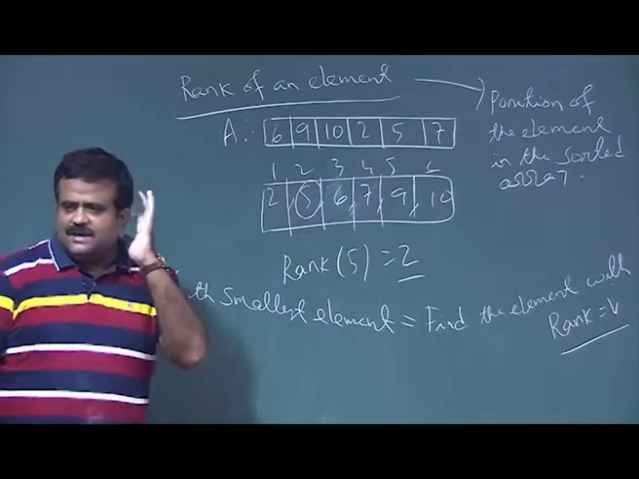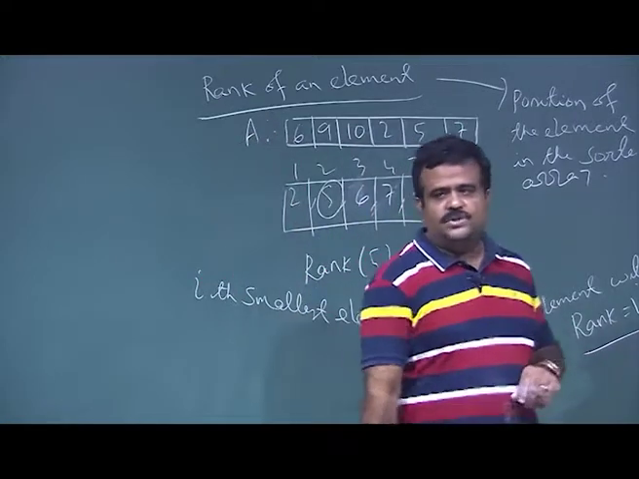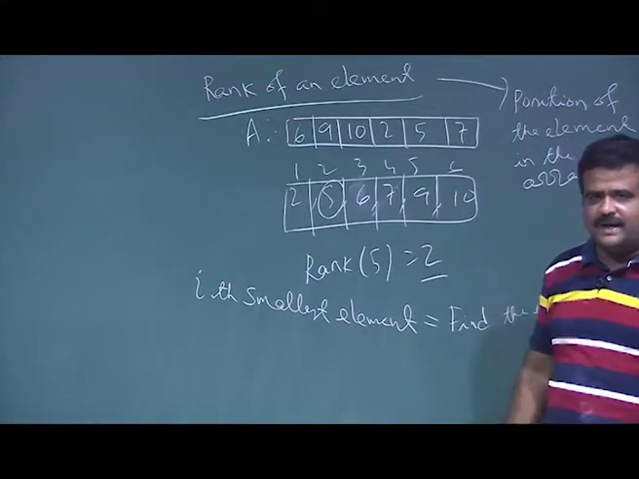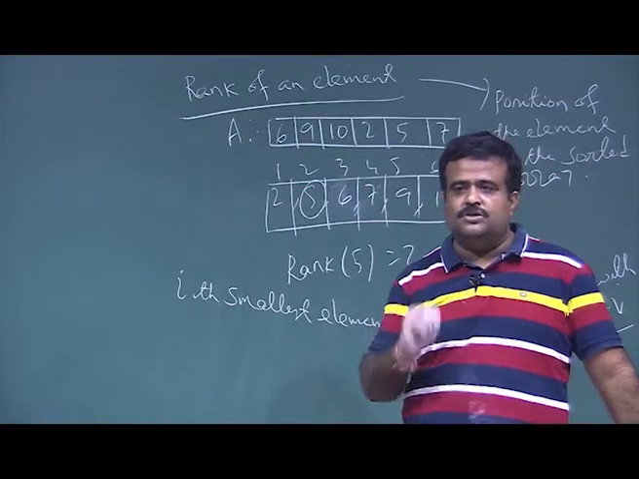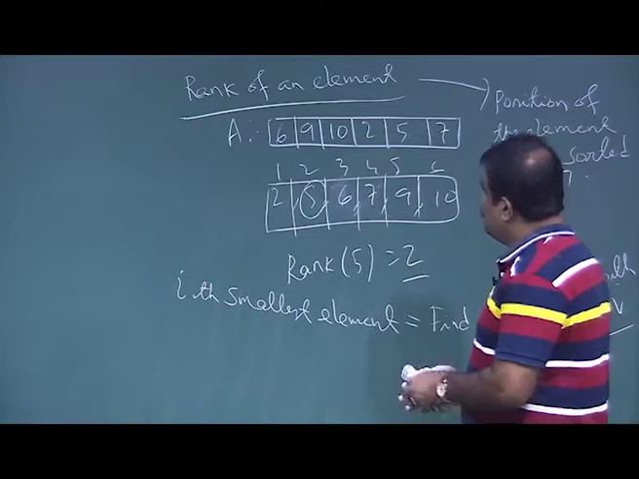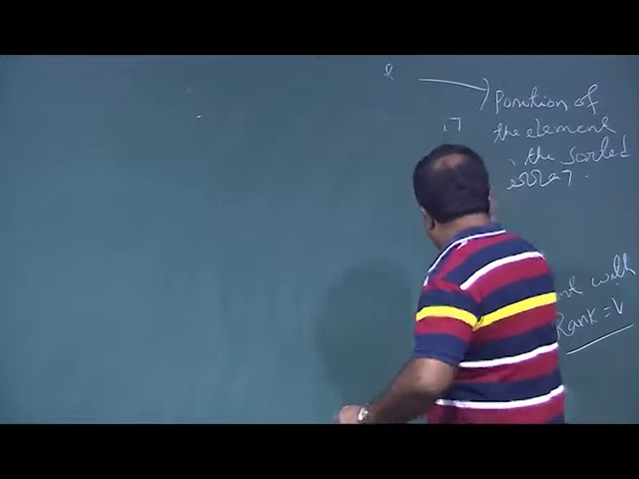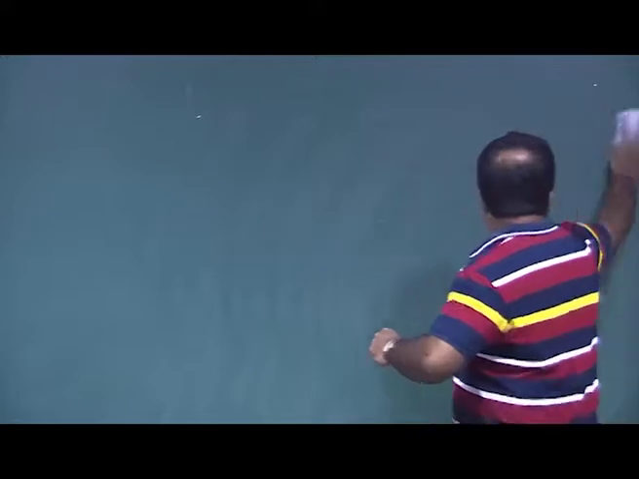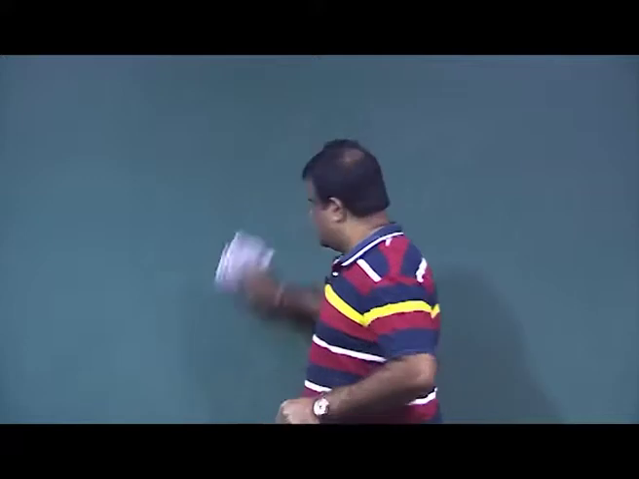So, is there any subroutine you can think of that can help us with this? I mean, we do not need to sort the complete array, but any subroutine we use in quick sort that could help us. Yes, partition. So, let us talk about how we can use the partition subroutine which we use in quick sort to find the ith smallest element.